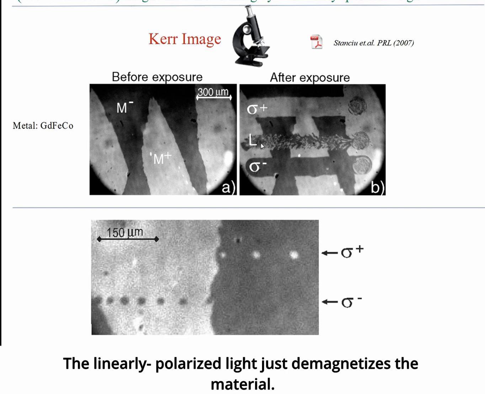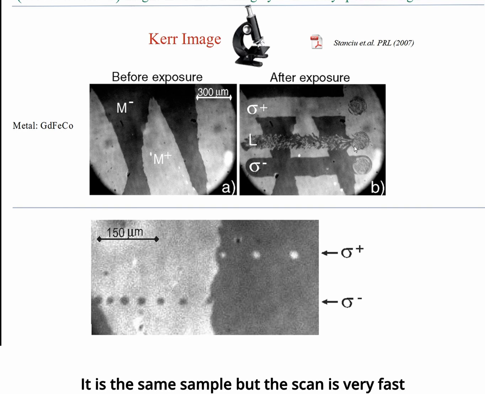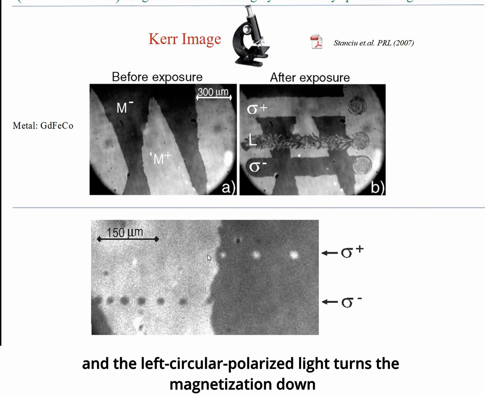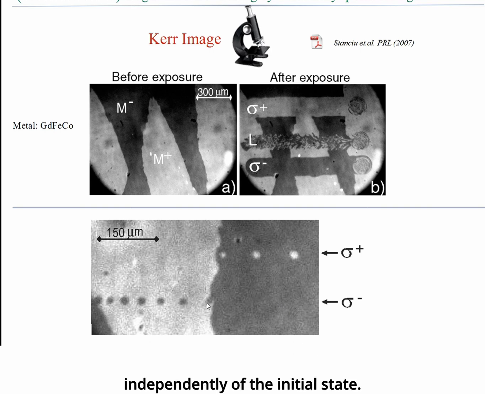As the linear polarized light just demagnetizes the material, it is the same sample, but the scan is very fast so that each pulse illuminates a separate area. The result is the same. The right circular polarized light turns the magnetization up, and the left circular polarized light turns the magnetization down independently on the initial state.